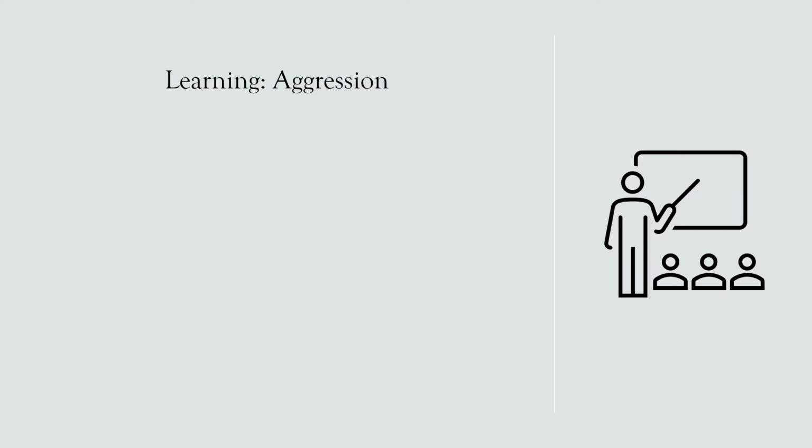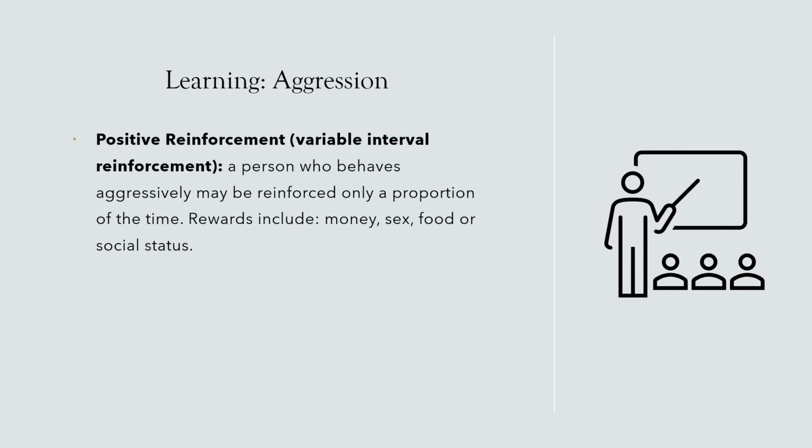And then the learning approach, we have positive reinforcement, particularly variable interval reinforcement. So not getting reinforced every time you're aggressive, but just at certain points will make a person more likely to act aggressive. Rewards could include money, sex, food, social status. So if you think about institutional aggression, like in prisons, those who are aggressive are more likely to be the ringleaders.